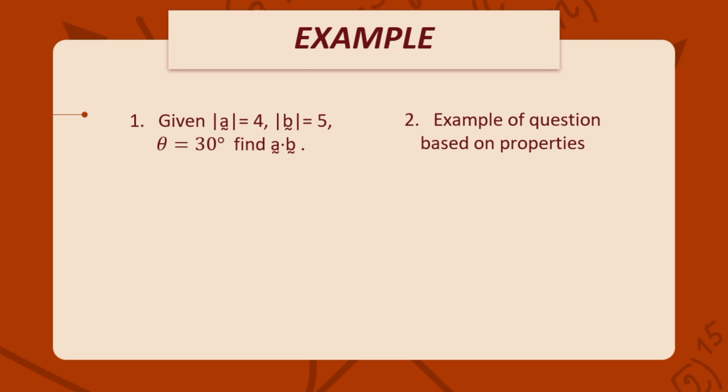Now let's move on to some examples. Example 1. We can use the formula magnitude of vector A times magnitude of vector B times cos of the angle, which equals 4 times 5 times cos 30 degrees. The answer is 10 root 3. Example 2 is based on properties. A. The scalar product of vector i and vector j is equal to 0. B. The scalar product of vector i and vector i is equal to 1.